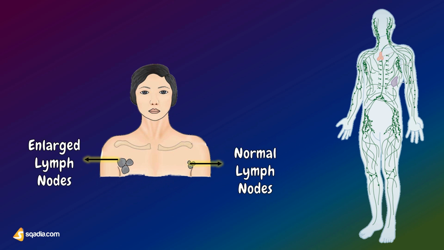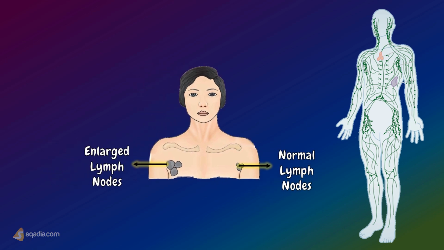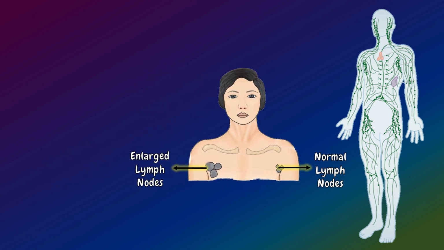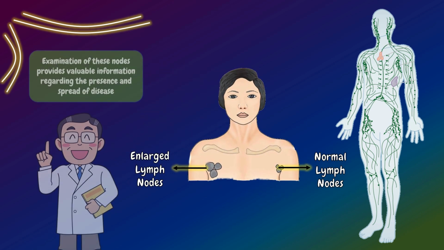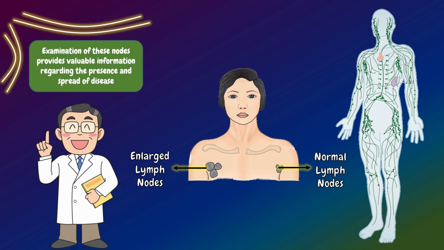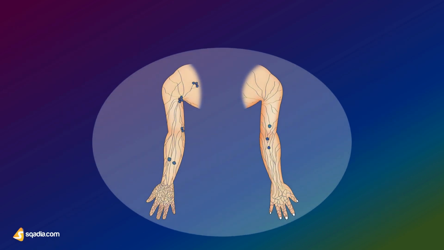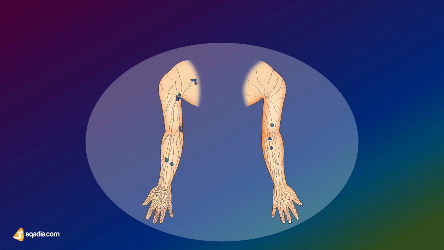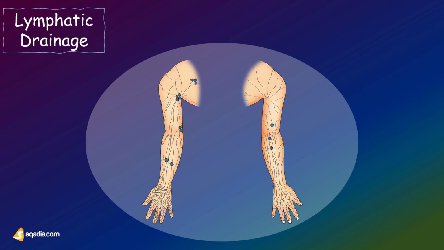The reason is, the lymph nodes often become enlarged in disease, particularly by infection or by malignancy in the area from which they receive lymph. They then become palpable, and examination of these nodes provides valuable information regarding the presence and spread of disease. That is why it is important to learn about the lymphatic drainage of the different parts of the body. Let us dive into the details of lymph nodes and lymphatic drainage.